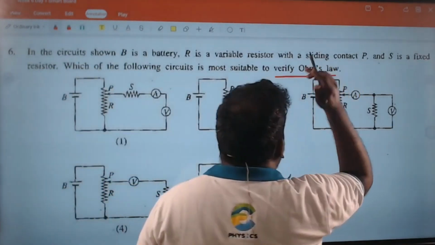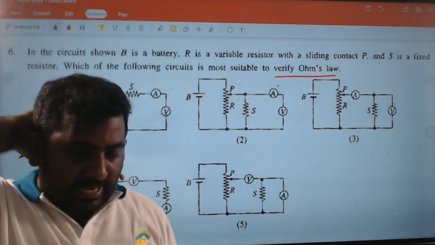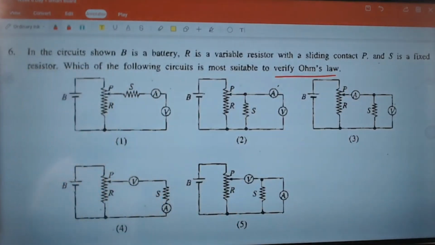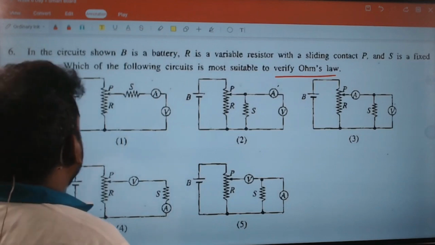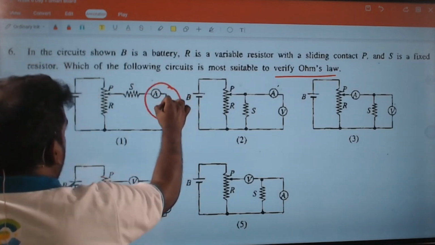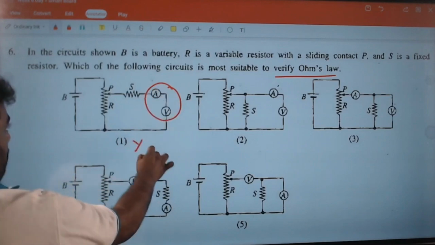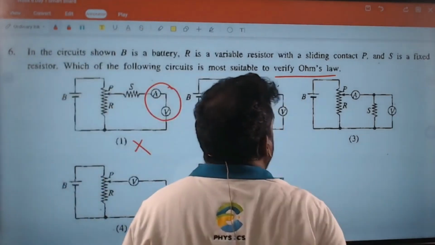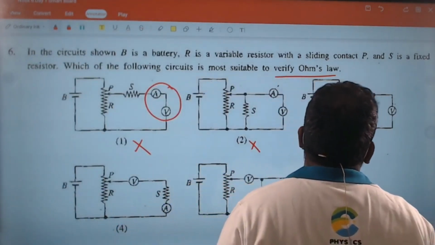Now verifying Ohm's law means across the resistor there should be a potential difference or voltmeter, and you're changing the current in the circuit to measure the voltage. Now this can't be true, because ideal voltmeter means current is 0, you can't measure. Here also the same, you can't measure. Here also you can't measure.